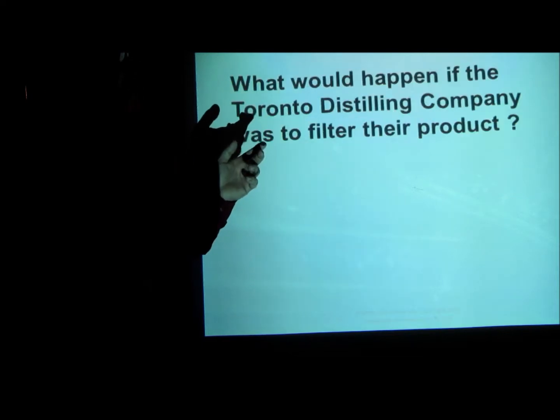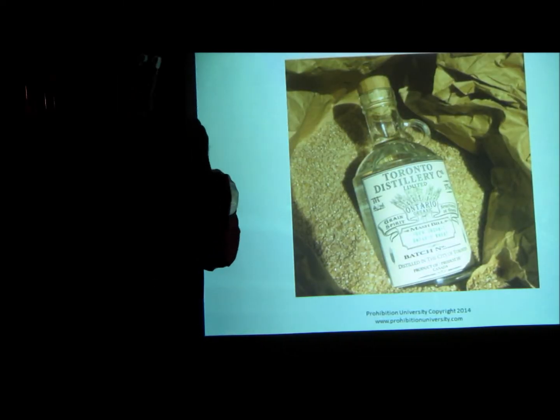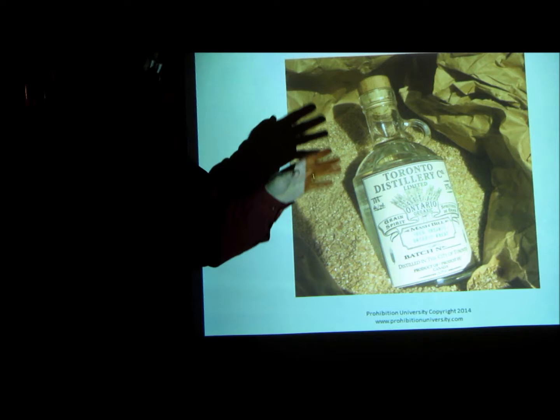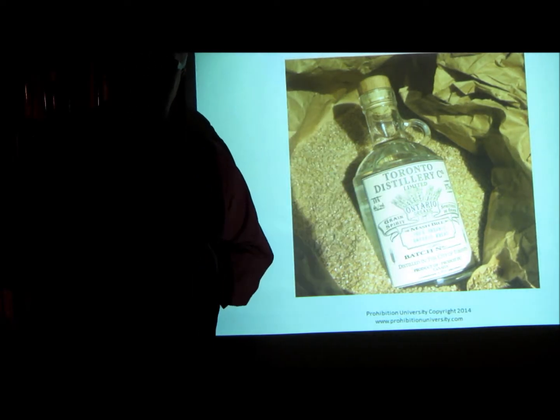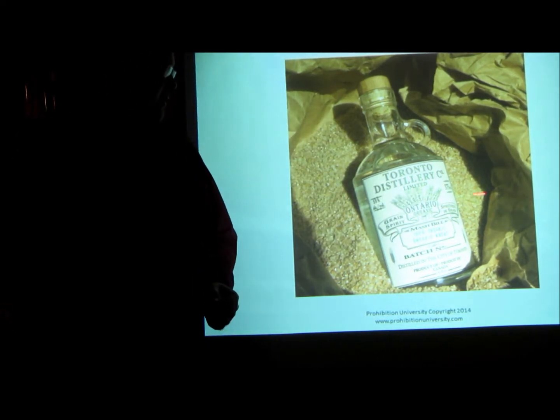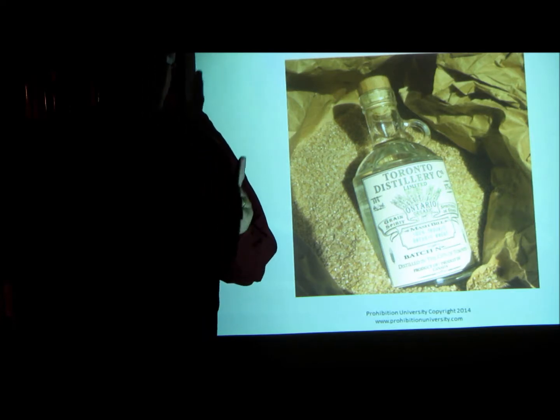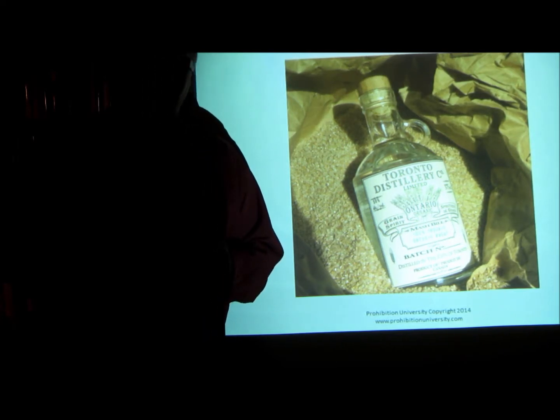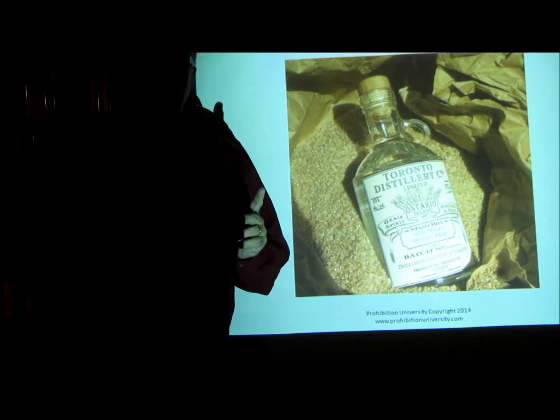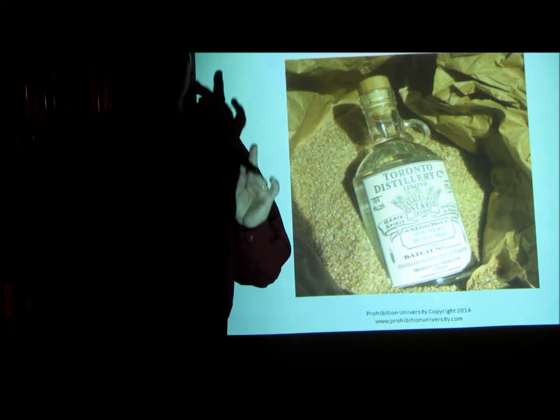So, if you're the Toronto Distilling Company, why wouldn't you take it one step further and just give it a charcoal filtration and call it Toronto Distillery Company vodka? Here's the answer. And if you're starting a microdistillery, you need to be painfully aware of this.